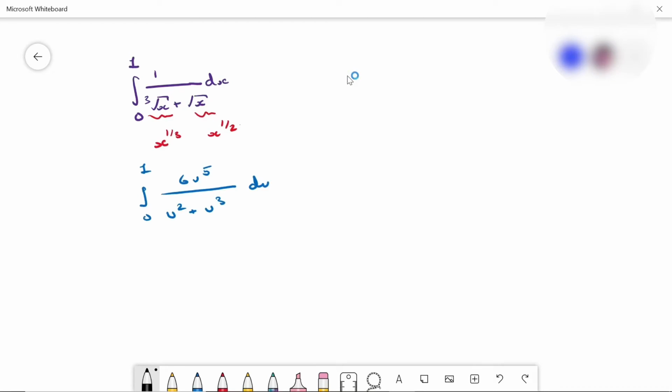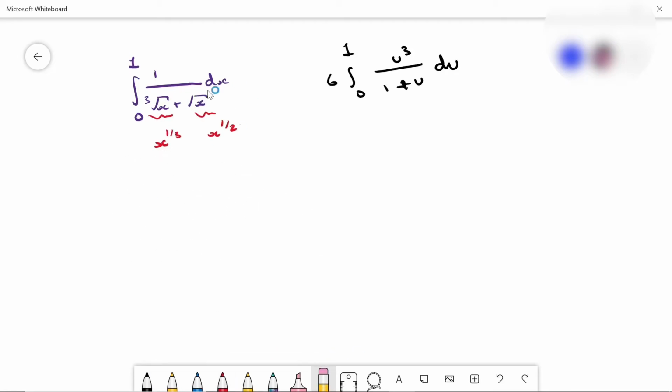Alright, so what we're going to do now is divide by u squared on the numerator and the denominator, because that's a common factor. And I'm going to take the 6 out. Alright, so u to the power of 5 divided by u squared is u cubed. u squared divided by u squared is 1. u cubed divided by u squared is u, and then du. So cool. We've transformed this rather ugly looking integral into this, which looks quite nice. Alright, we can work with this. We have an idea of what to do with this.